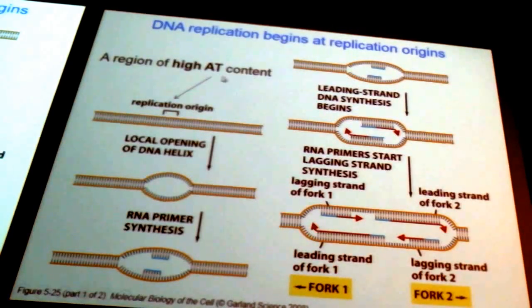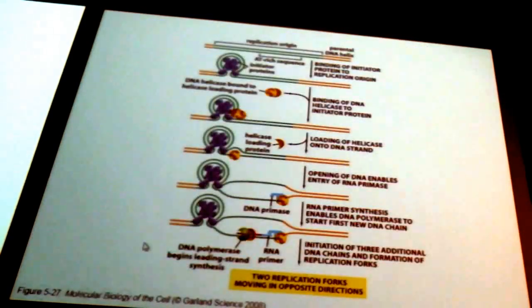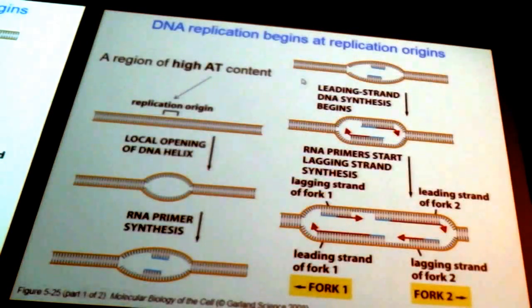They have high AT content usually. So you should remember that GC is much more difficult to melt because there are three hydrogen bonds between G and C than AT, which tends to be one of the reasons why replication origins have high AT content. Then you have a local opening of the helix. RNA primer gets synthesized by primase, and you have leading strand synthesis beginning on both strands.